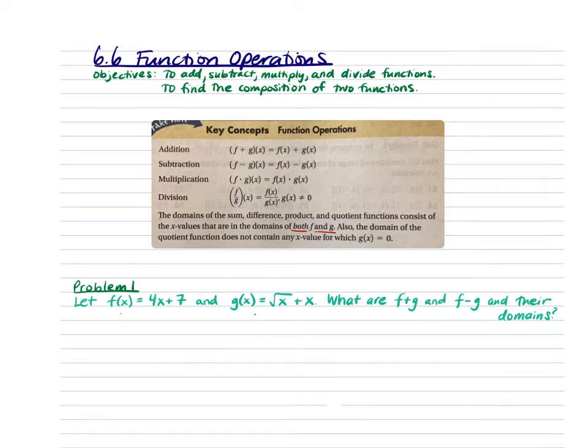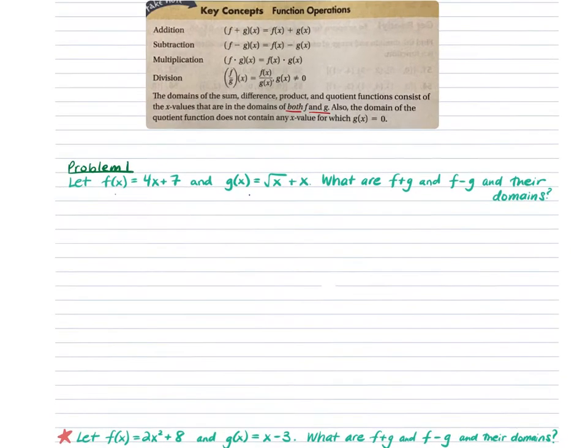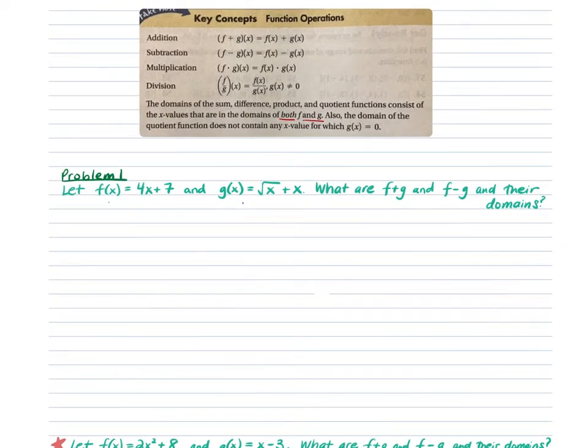So let's look at an example. This first problem gives us an f and a g defined for x, and this is saying, what are f plus g and f minus g, and what are their domains. Starting off with the domain of f, we first want to look at what the domains are. This is just a line, and the domain of lines is all real numbers. I know domain just means what x value can I plug in and still get a y value to come out.